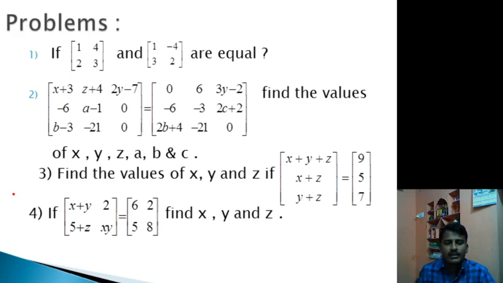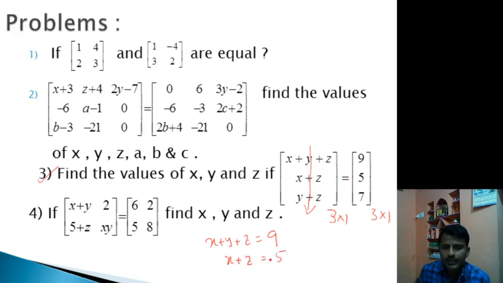Isn't it? Third example. Find the values of x, y and z if. It means let me take x plus y plus z is equal to 9, because equality of two matrices. How many rows and how many columns? 3 rows and 1 column. And here also 3 rows and 1 column. See here, only one column, because only one vertical line we can draw here. And x plus z is equal to 5. And here y plus z equal to 7. This is my equation number 1, equation number 2 and equation number 3.